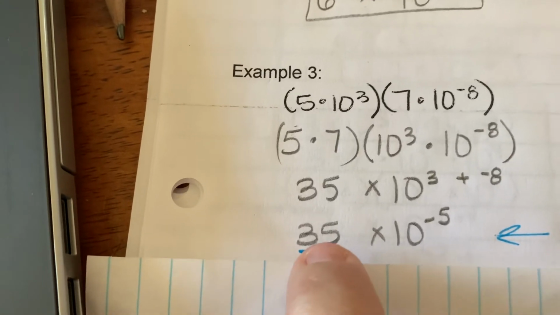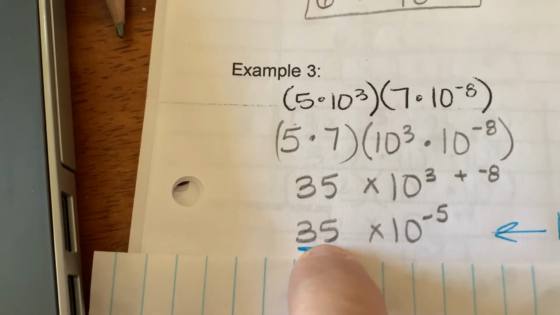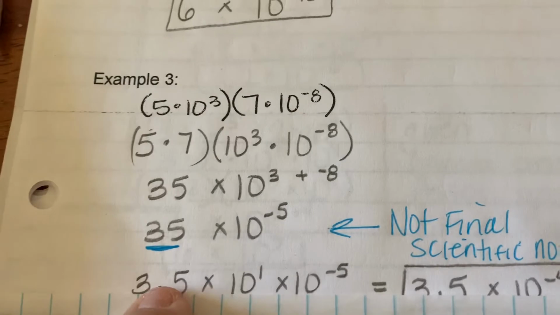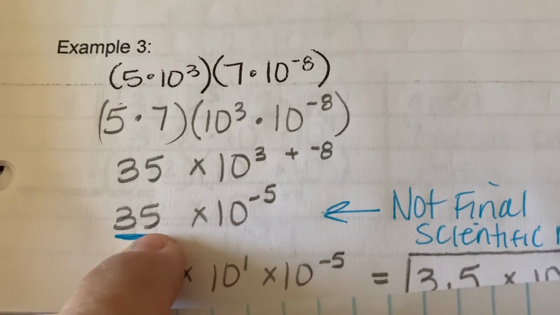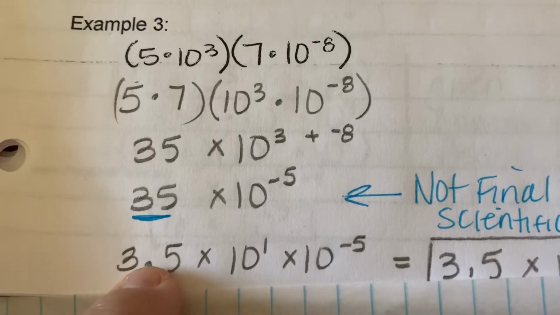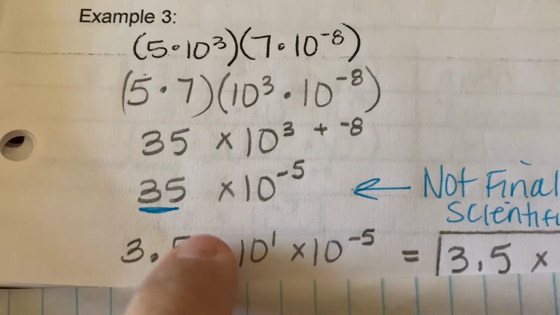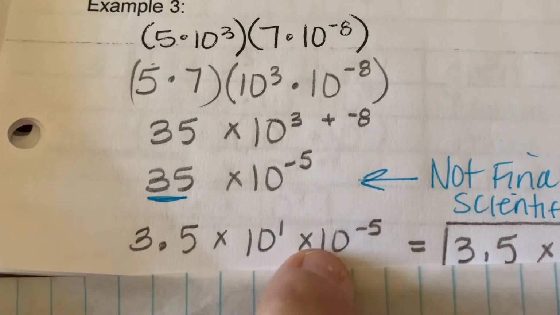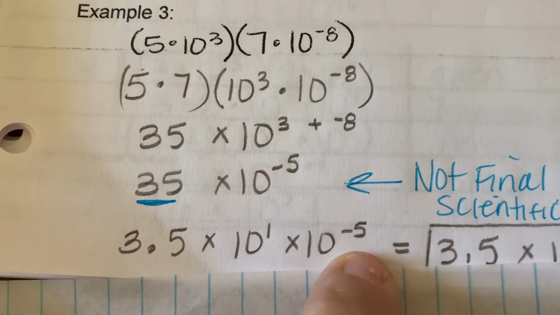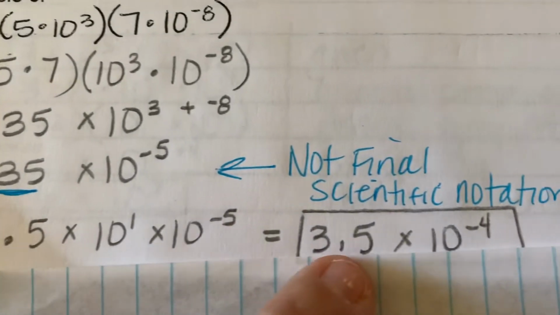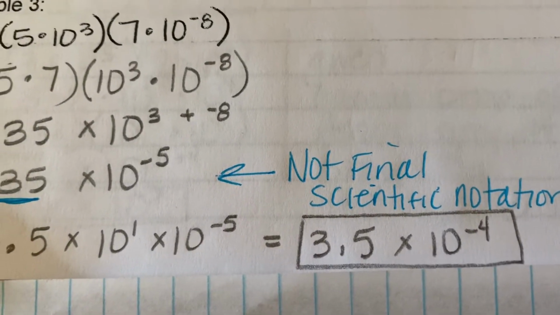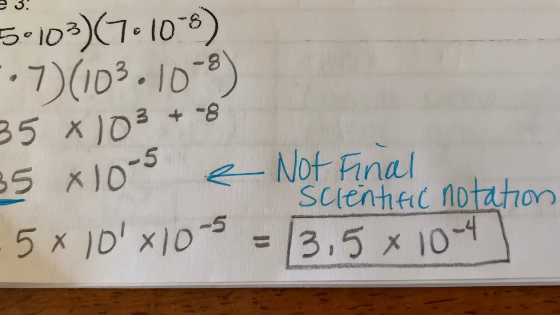Remember what I said, you have to have a decimal after the first number. Okay, so what we have to do is move the decimal over 1. We've done this before, and it becomes 3.5 times 10 to the 1st, because I moved it one spot, times 10 to the 5th, that's where that came from. And then I do the 1 plus a negative 5, and I get 3.5 times 10 to the negative 4th. You do need to show me your steps on this, okay?